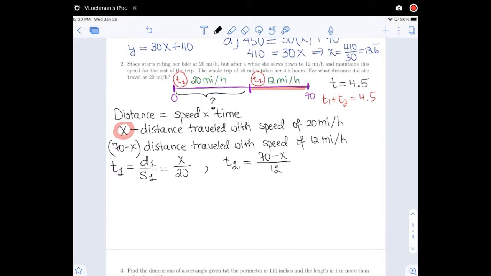So where does this come from? That comes from this formula right here. If I solve for time, it's distance divided by speed. Now I can put it all together: x over 20 plus 70 minus x over 12, and that's equal to 4.5, right? I'm going to be fine just writing it with a decimal. It's 4.5. That's the fundamental equation we need to solve here.